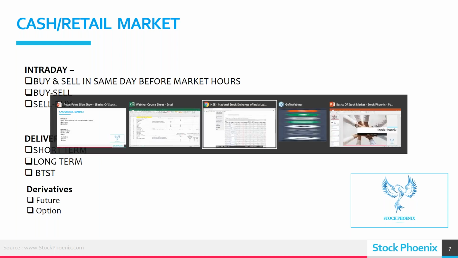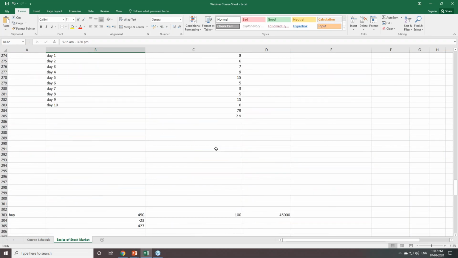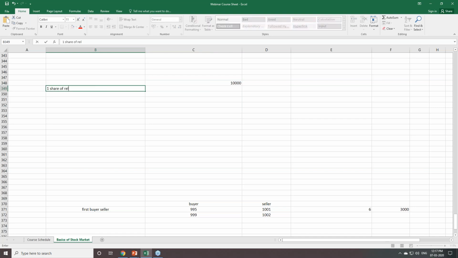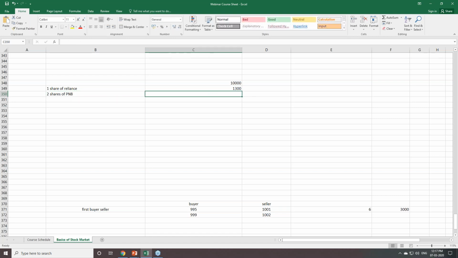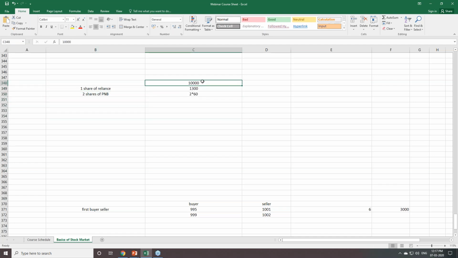Let's go with small examples. For example, if you are having 10,000 rupees, and you want to buy one share of Reliance, that is approximately today around 1,300 rupees, you can buy one share of Reliance. You want to buy two shares of PNB, Punjab National Bank, say 60 rupees per share, you can buy 2 into 60. Like this, you can buy any number of shares in any quantities. There is no denomination applicable. With your actual capital of 10,000 rupees, you can buy any number of shares.